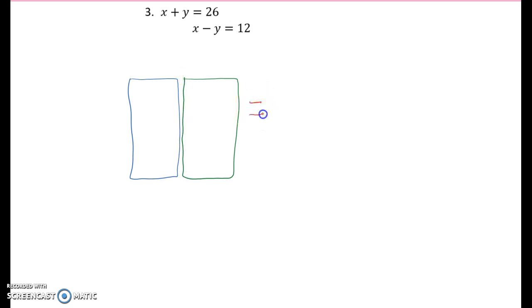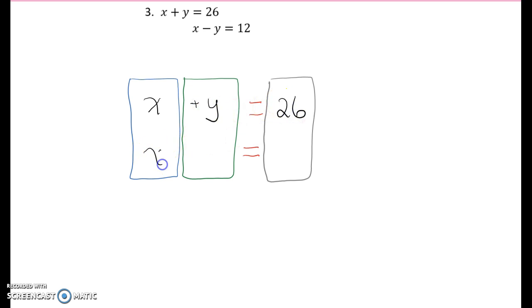The first thing we're going to do is we're always going to want to line up our equations super nicely so that the x's go with the x's and the y's go with the y's, right? We know we're not allowed to add things that aren't like terms. But this one is lined up so beautifully. I have x plus y equals 26. I have x minus y equals 12. Isn't that so beautifully lined up? X's over x's, y's over y's, numbers over numbers.